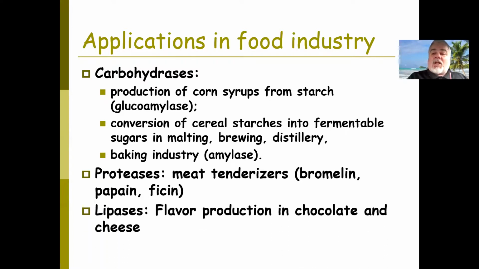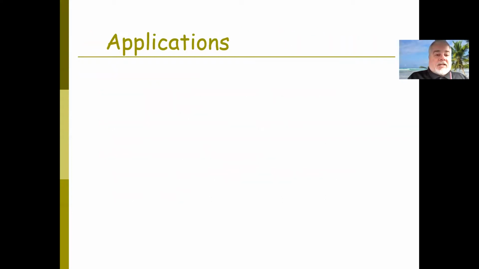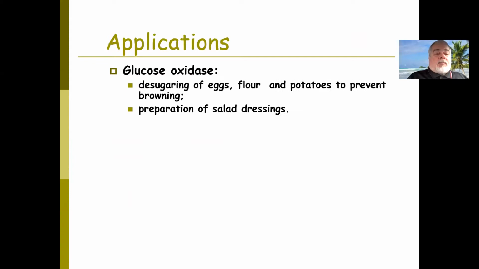Lipases, flavor production in chocolate and cheese. So I have to mention that because it's got chocolate and cheese. Glucose oxidases, desugaring of eggs, flour, and potatoes to prevent browning. So you're removing the components that will turn brown, making an ugly product, and browning also can change the flavor. And so by desugaring, by using glucose oxidase, it is a more stable product that won't turn brown. Very common also in use of salad dressings.